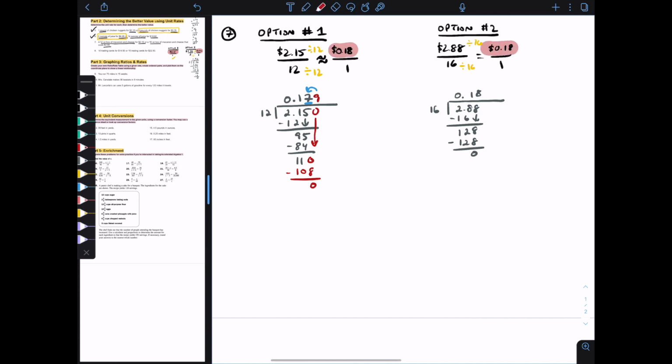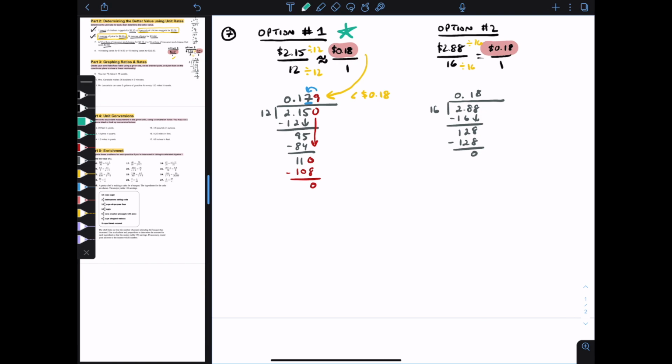So we have our 2 unit rates, and while these look like they're identical, just keep in mind that the one on the left here is actually a little bit less than 18 cents, right? It's not actually 18 cents. So if you have to technically say which one's a better buy, you should say option 1. Slightly cheaper in the long run.